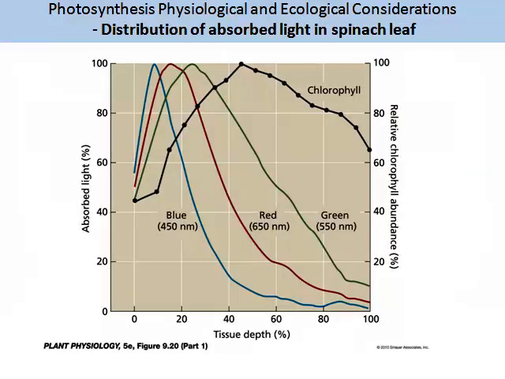The figure on the screen describes the efficiency of light absorption at different wavelengths of light. This is the evidence for the statements made in the previous slide. Different wavelengths are absorbed at different depths in the plant tissue.